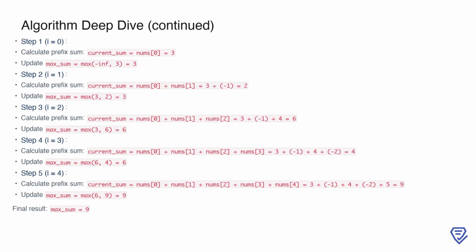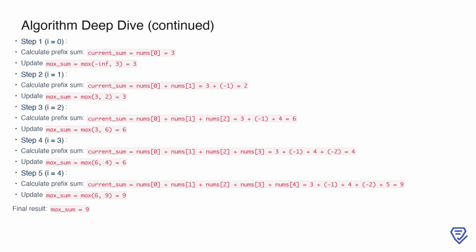To understand this better, let's walk through an example with the array nums equals [3, -1, 4, -2, 5]. At the first step, where i equals 0, the prefix sum is simply nums[0], which equals 3. We update max_sum to 3 since it's larger than the initial value of -infinity. Next, for i equals 1, the prefix sum is nums[0] plus nums[1] equals 3 plus -1 equals 2. Here, the maximum remains 3 because 2 is smaller.